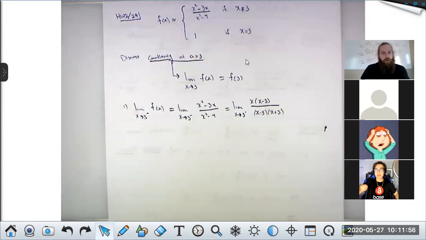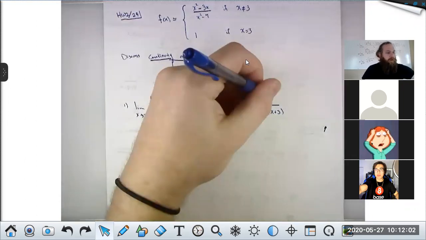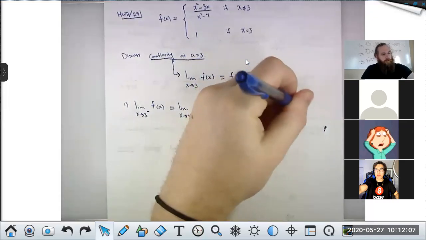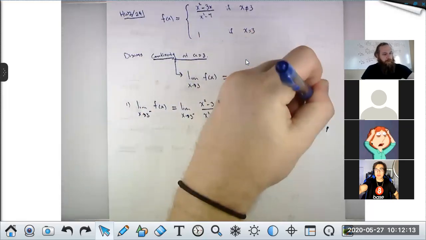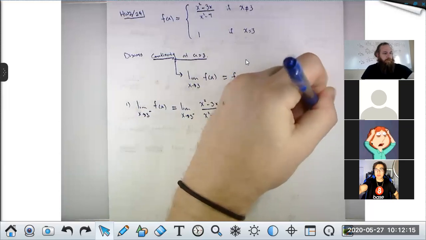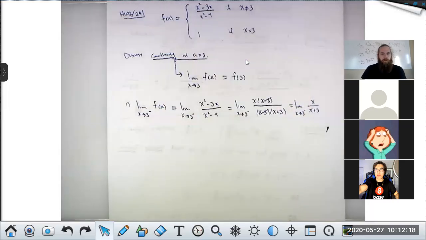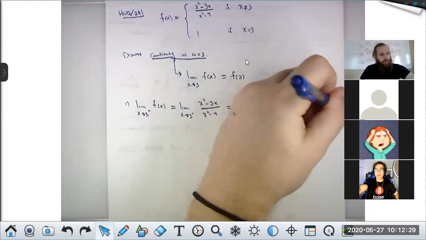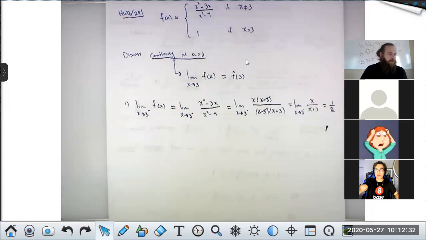And now that we've factored everything top and bottom, we can cancel any shared factors. That's this guy. And we see that this is really the same as the limit as x goes to 3 minus of x over x plus 3. And that function I can plug 3 into. When I plug 3 into that, I get 3 over 6, right? Or 1/2. Does everybody follow that limit calculation?